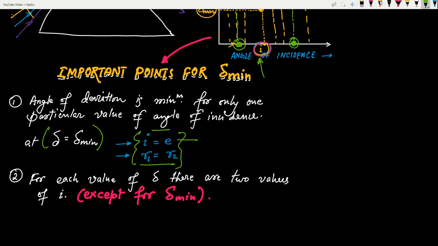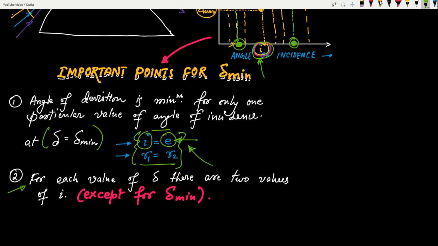Okay, and this can be proved geometrically, very easily. For minimum deviation, since there is only one angle, therefore I and E have to be the same, and R1 and R2 will be the same since I and E are the same. Okay, so let's leave that part as of now. Just remember that the condition for minimum deviation is that I should be equal to E and R1 should be equal to R2.